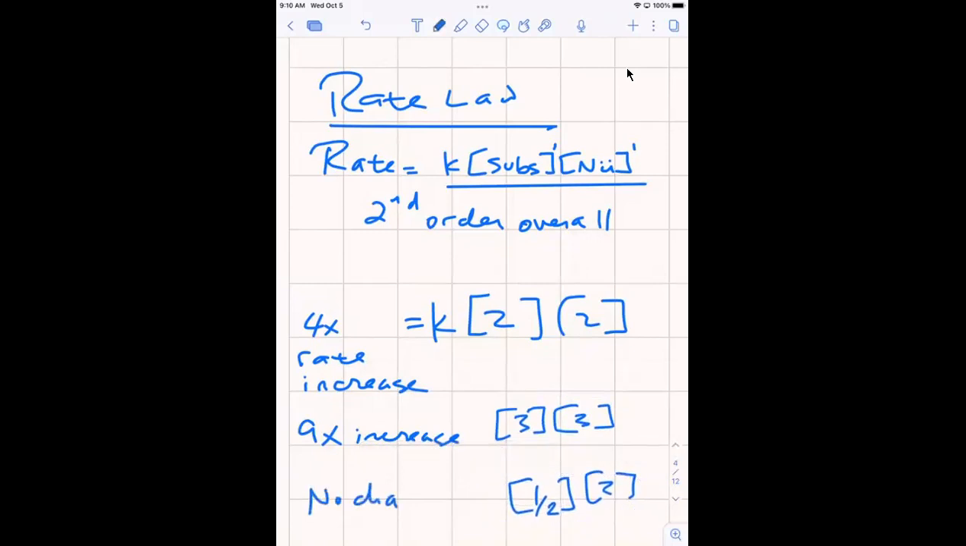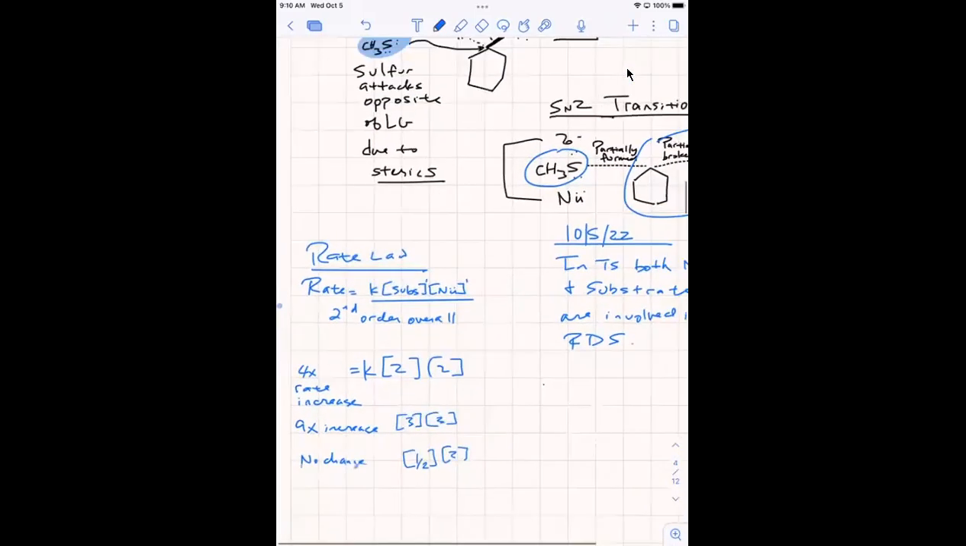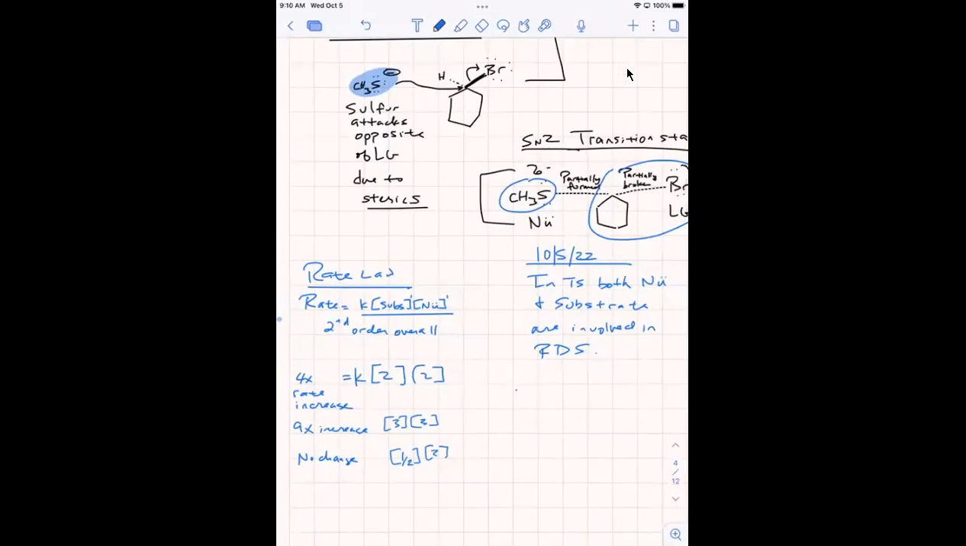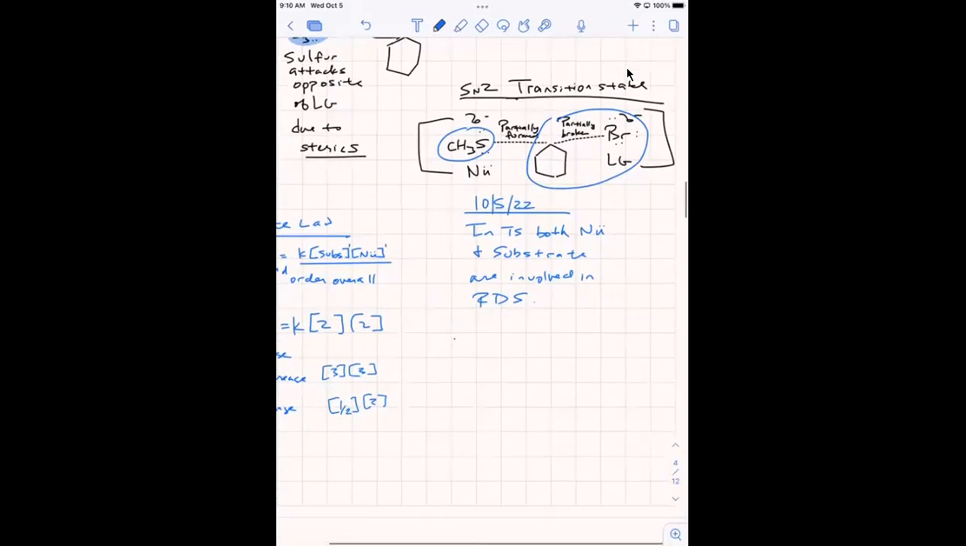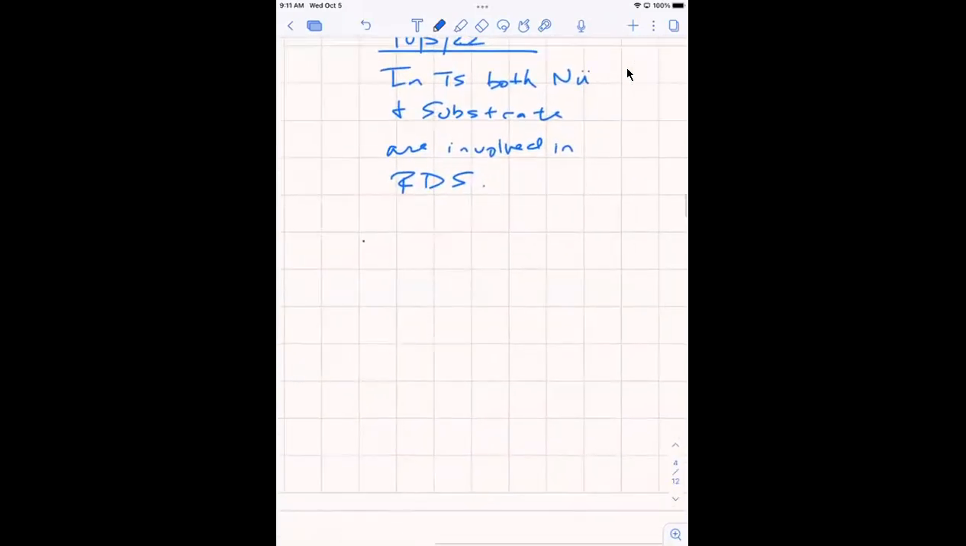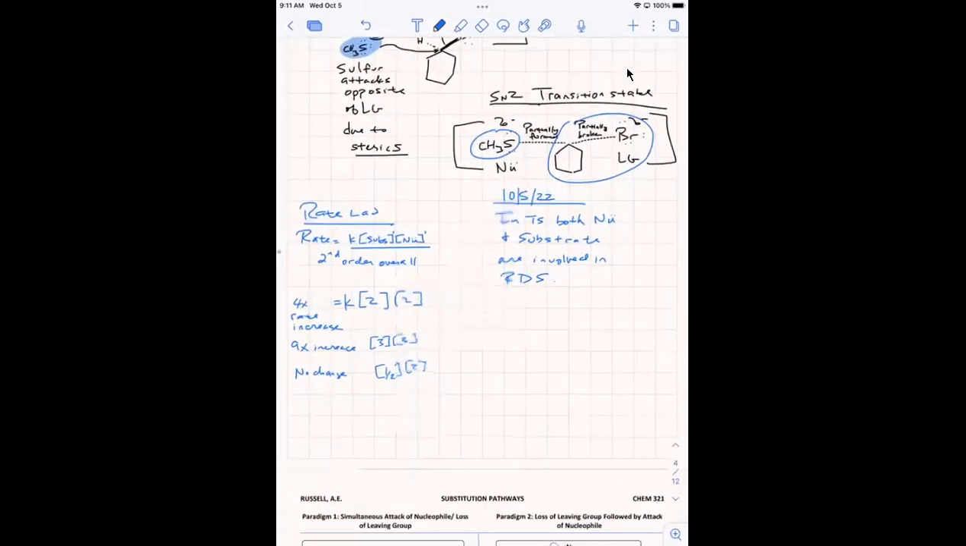So the point is, both the substrate and the nucleophile affect the overall rate. All right, questions about that? And that's because the rate determining step involves both those species. Any questions about the rate law or the rate or the overall reaction or anything?